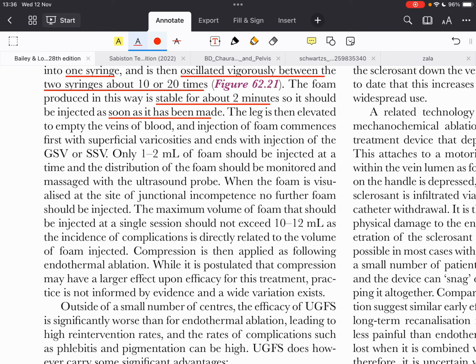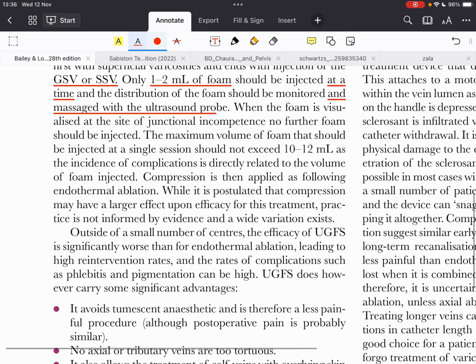An injection of foam commences first with superficial varicosities and ends with injection of the GSV and or SSV. Only 1 to 2 ml of foam should be injected at a time. The distribution of the foam should be monitored and massaged with the ultrasound probe. When the foam is visualized at the site of junctional incompetence, no further foam should be injected.